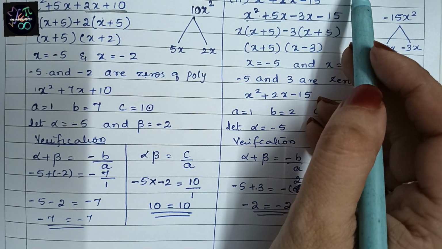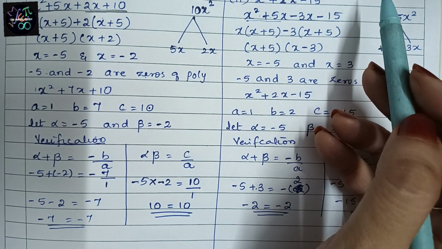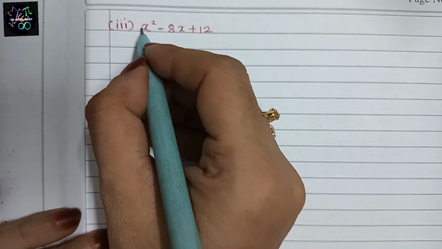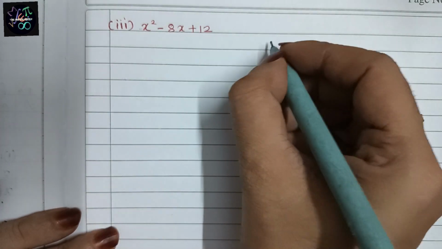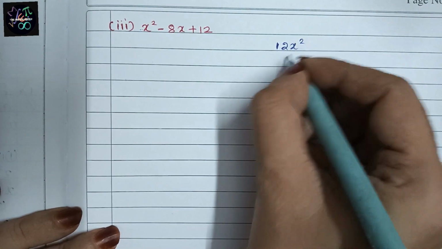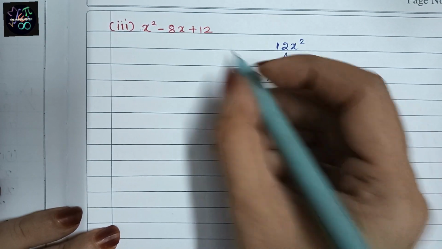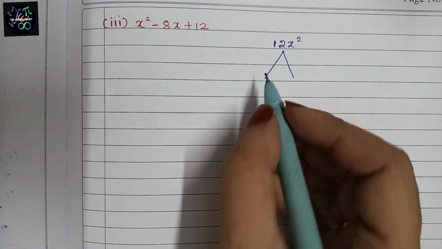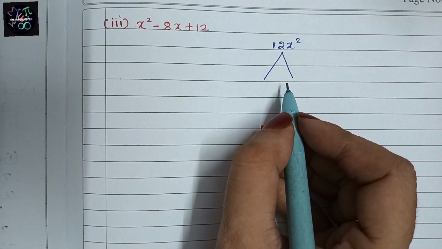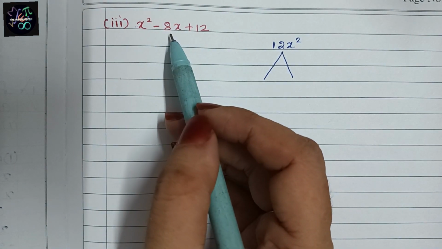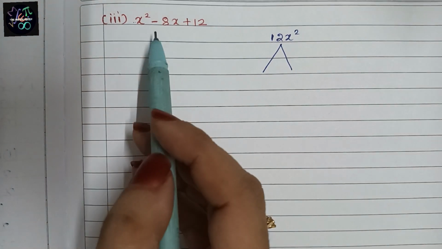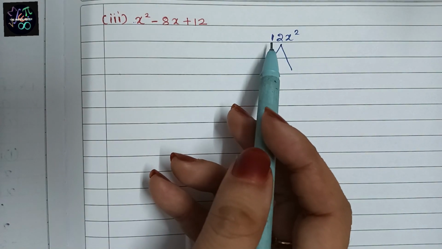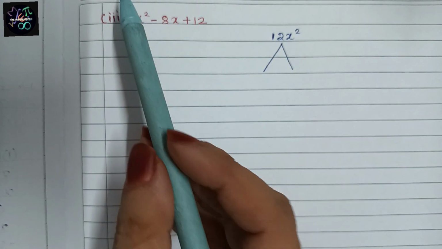And then the third one is x square minus 8x plus 12. So here same thing. First and last number will multiply. 12 into x square, 12x square. So we should find two factors so that we should get the middle number minus 8x. So 12, how can we get it? 4 3s are 12, but 4 plus 3 is 7 and we need 8, and 4 minus 3 is 1. We don't need 1, we need minus 8. So another option.